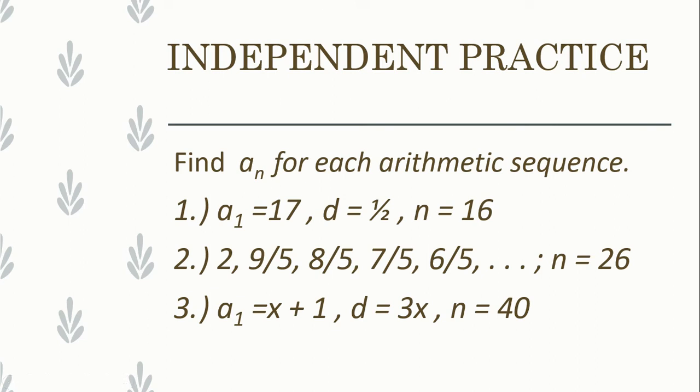Number 1, the first term is equal to 17. The common difference is equal to 1/2. n is equal to 16. Number 2, the given sequence is 2, 9/5, 8/5, 7/5, 6/5, and so on. And the value of n is equal to 26. Number 3, the first term is equal to x plus 1. The common difference is 3x, and n is equal to 40.